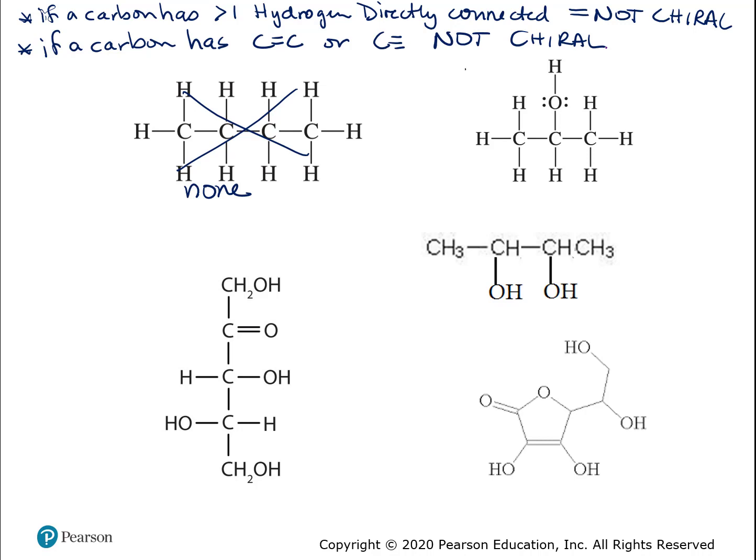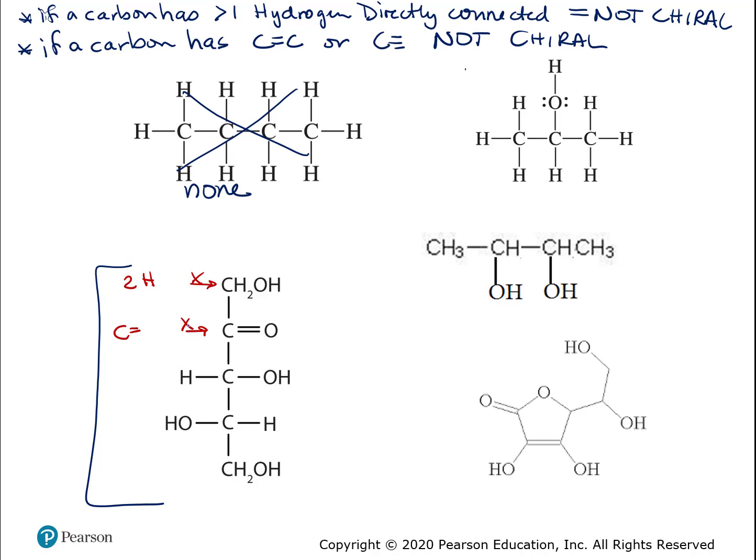So let's look at this one. Which ones can you throw out straight away? This is a sugar. This is a 5-carbon sugar. What about the top one? Okay, so look at this first carbon. Can it be chiral? Why? 2 hydrogens, not chiral. What about the second one? It's got a double bond, not chiral.